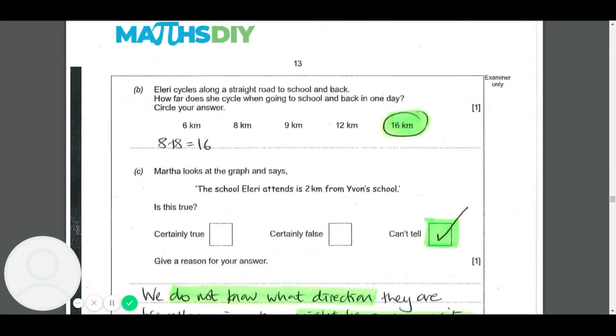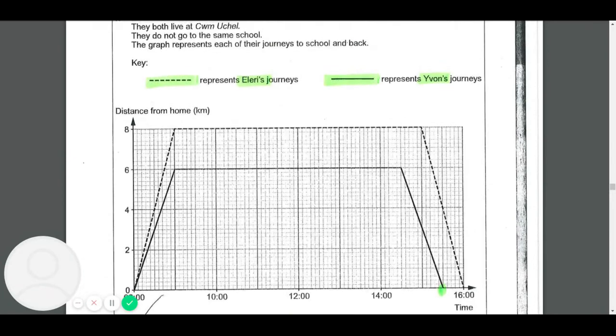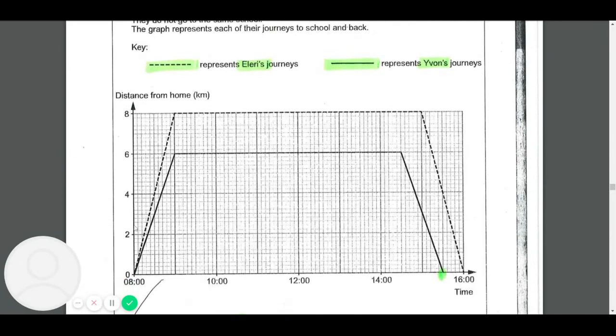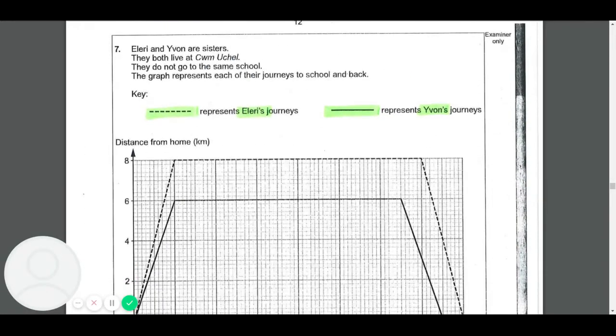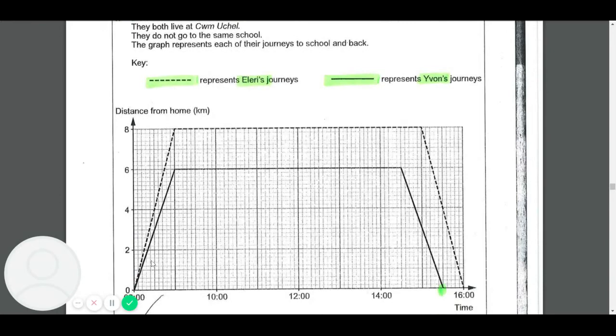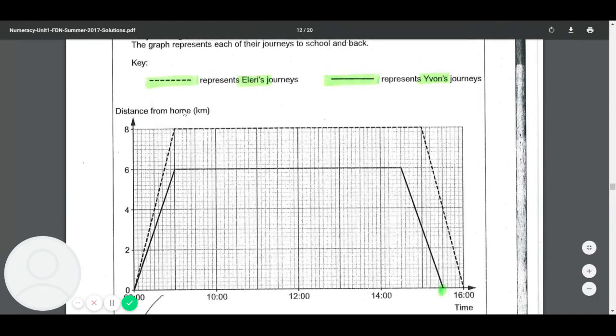Okay, so we know that they are going 8 kilometers from home and 6 kilometers from home. They're sisters, they live in the same house. Okay, but what this graph doesn't have on it is direction, which means that if she goes 8 kilometers east and she goes 6 kilometers west, then the schools aren't just 2 kilometers away. They are 14 kilometers away, because they're on opposite sides, they're going in opposite directions.